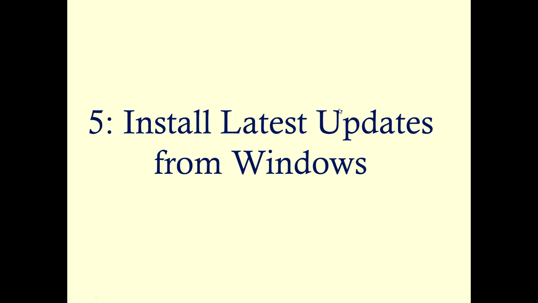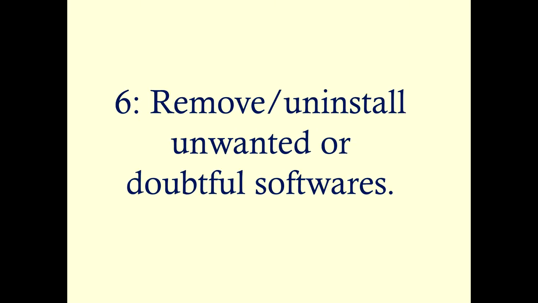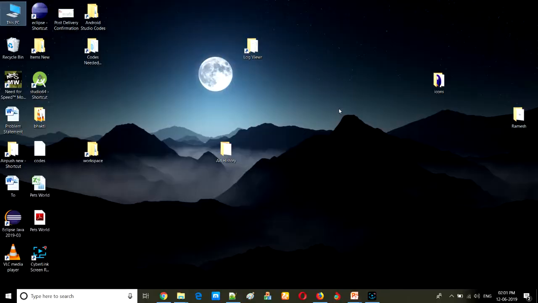Now, tip number 6, remove or uninstall unwanted or doubtful software. Many times we install software that is not required or that is not useful for us. So we must check them and remove or uninstall them from time to time.